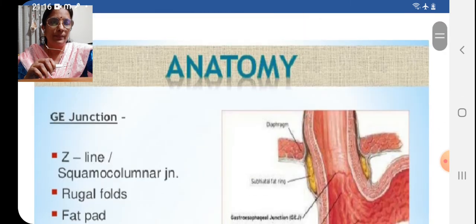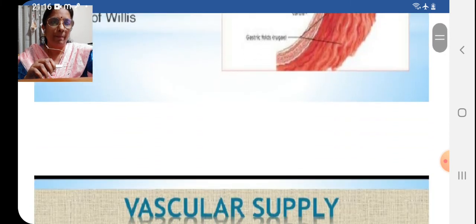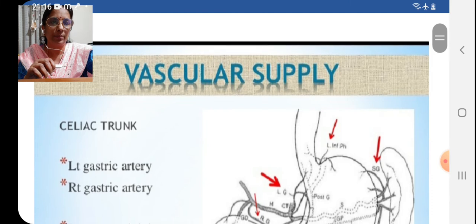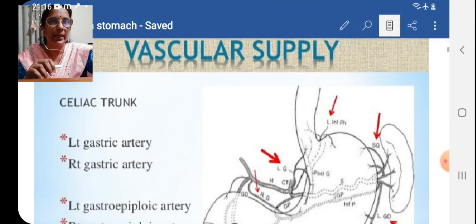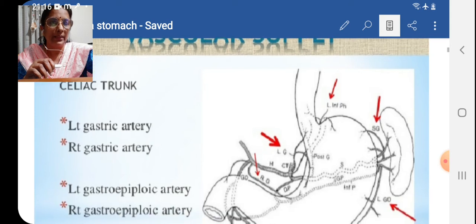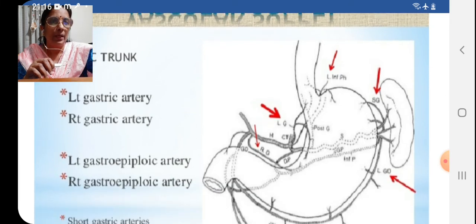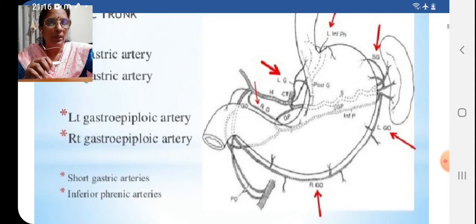Coming to the vascular supply, the stomach is mainly developed from the foregut. So the artery of the foregut is the celiac trunk. From the celiac trunk, the left gastric, right gastric, right and left gastroepiploic, and short gastric arteries from the splenic artery, and inferior phrenic arteries. These are the arteries which supply the stomach.